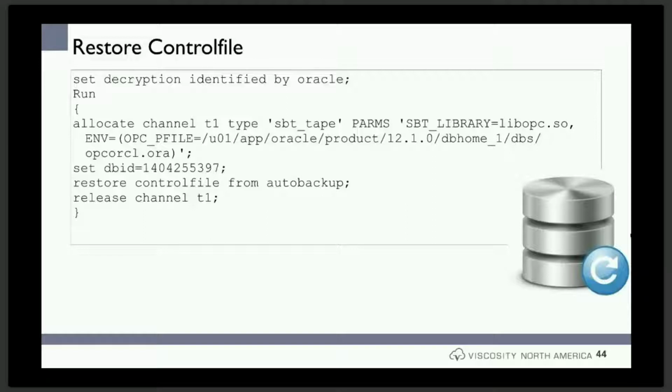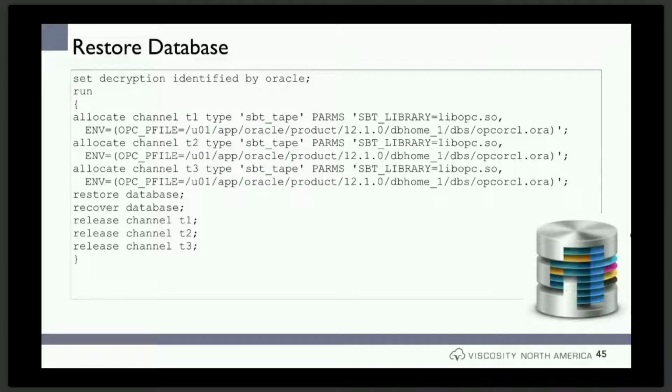And so what I have to do is basically take the OPC installer zip again, the jar file, and simply go through the install process, provide my credentials, my identity domain, my storage type and the location. And then I can literally restore my control file. In this case, I have to know the DB ID. Then I can restore my control file from autobackup, and now I'll have my control file. And guess what? At that point, I can go restore the database and recover my database.